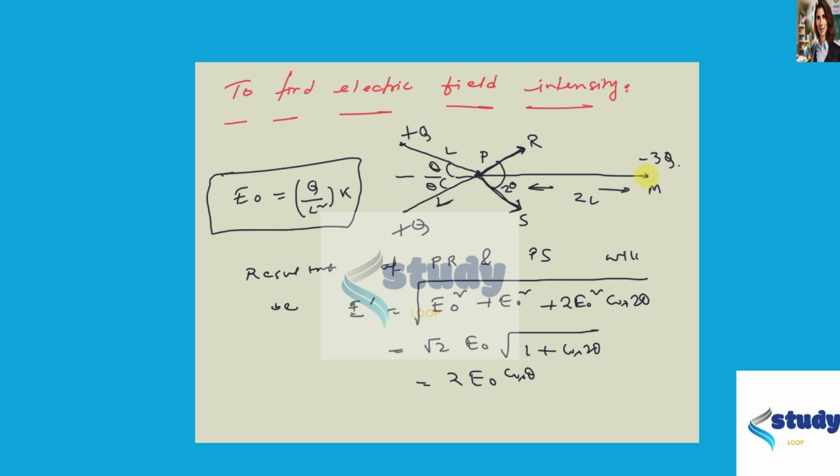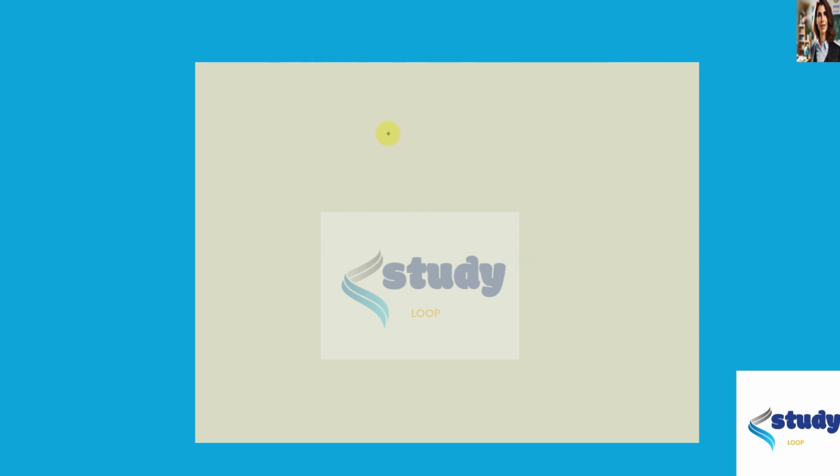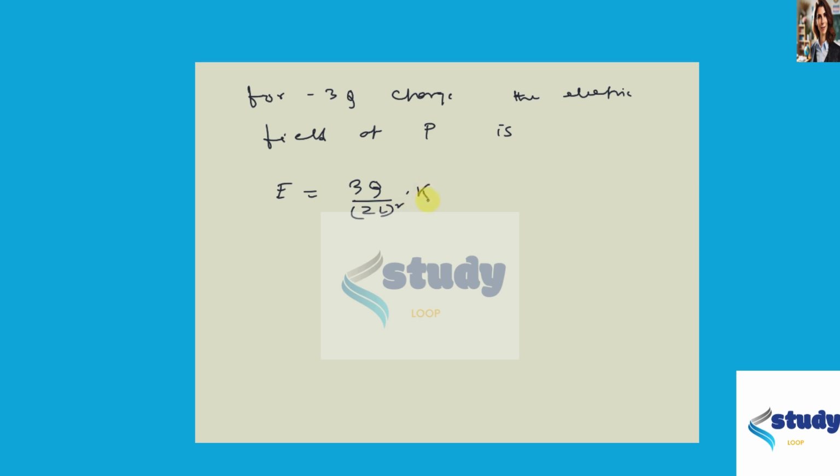Now for this charge minus 3Q, there will be an electric field here also acting, and that will be attractive, meaning towards this direction it will be acting. Now this E prime also will be acting in this direction, so the electric field for minus 3Q will be added to this E prime to get the resultant or net electric field. So for minus 3Q charge, the electric field at P, say this is E, will be 3Q by 2L square of that into K, so it will be 3Q by 4L square into K, or we can say this is 3 by 4 E naught.